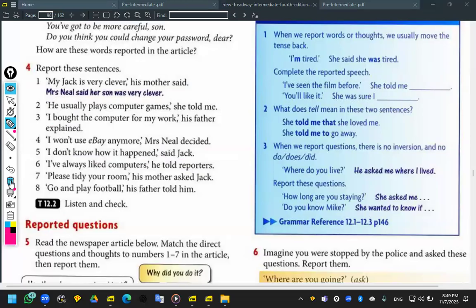He had always liked. Present perfect becomes past perfect. Now 7, please. This is an interjection.